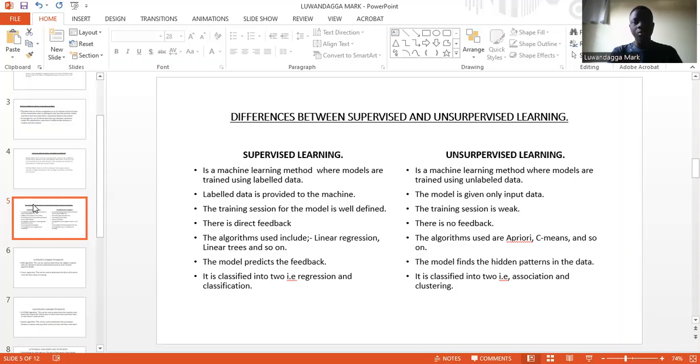The algorithms used in supervised learning include linear regression, decision trees, and so on, while the algorithms used in unsupervised learning are Apriori, K-means, and so on. In supervised learning, the model predicts the output because it has been given the input data, unlike in unsupervised learning, where the model finds the hidden patterns in the data. Supervised learning is classified into two: regression and classification. Unsupervised learning is also classified into two: association and clustering. This will be explained as we move on.